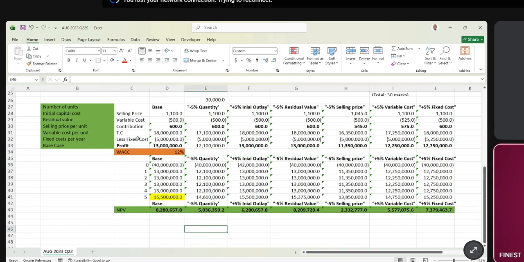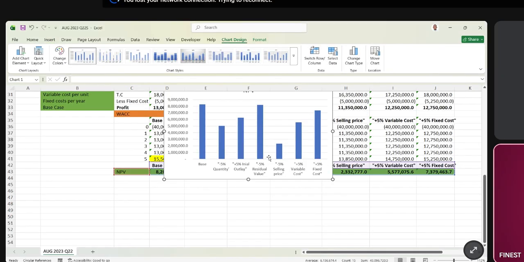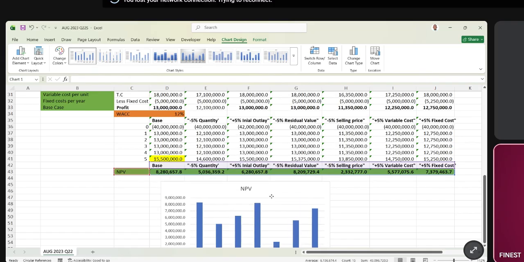Now, once we have this, now uko na hii. So just highlight this. Okay. Come to insert. Go to recommended chart. Then choose the second one. Click OK.